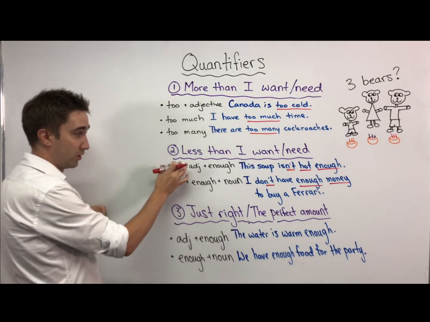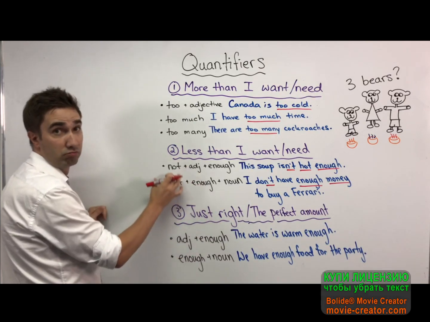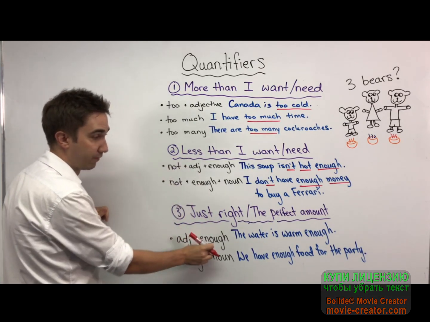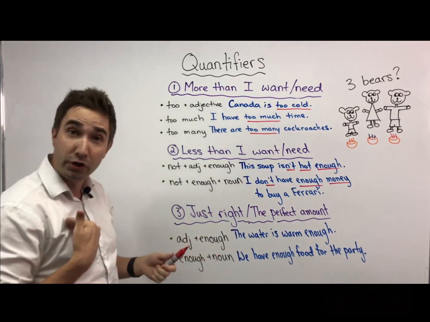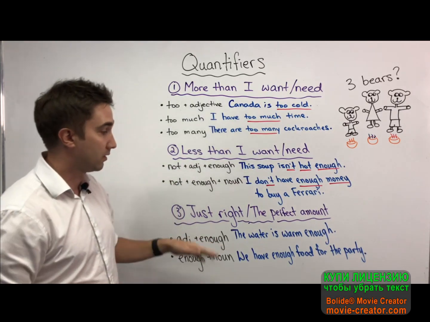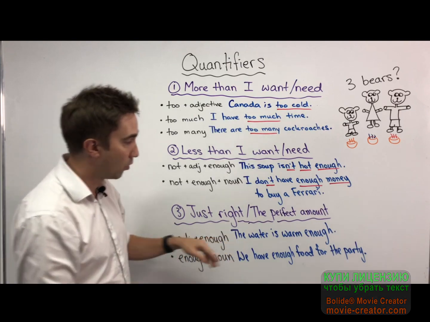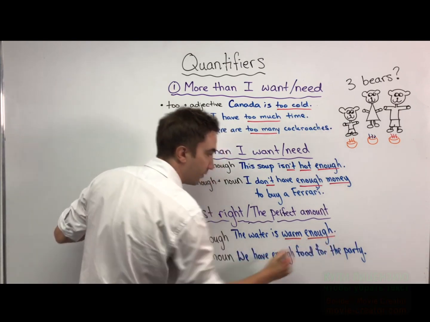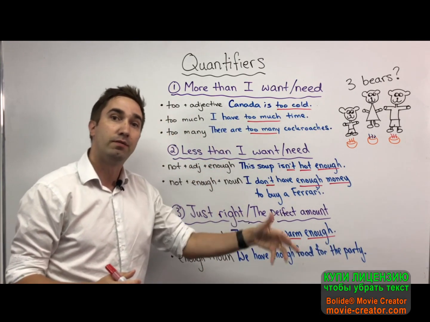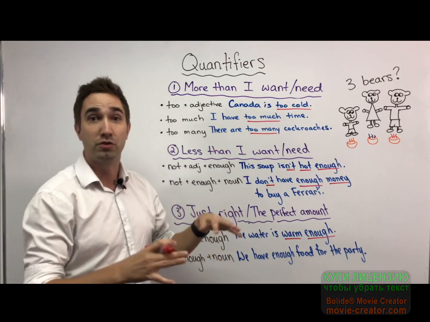All right, lastly, we can talk about something that is just right, or the perfect amount, right? And for this, we just take away not, and we say adjective plus enough. Maybe my daughters are going to have a bath, and I say, it's okay, you can go in. The water is warm enough. It's adjective plus enough. It is ready, it's just right.